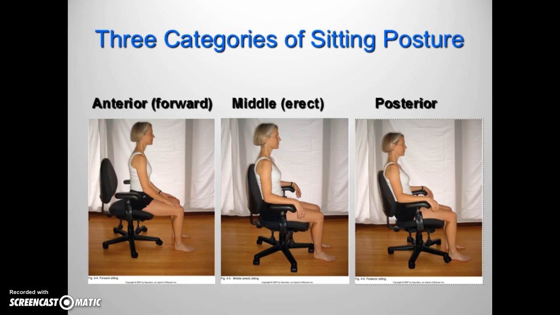In middle or erect sitting, the center of gravity is directly over the ischial tuberosities. Approximately 25% of the body weight goes through the feet to the floor. In posterior sitting, the center of gravity is behind the ischial tuberosities. Less than 25% of body weight goes through the feet to the floor, and this is a position of greater intradiscal pressure.